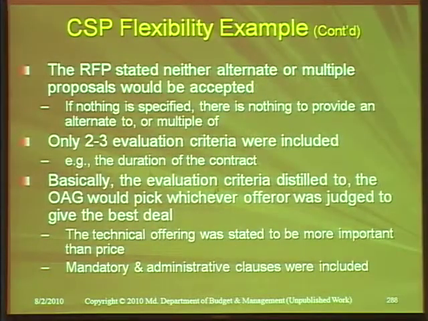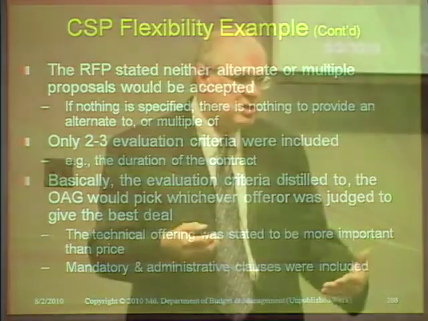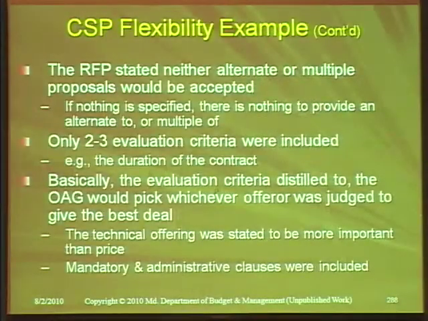The RFP stated neither alternate or multiple proposals would be acceptable. And if you think about this, this is rational. Since I didn't tell you anything, I didn't tell you how you were supposed to give me online research. I didn't tell you how long. I didn't give you a price structure. If I'm not telling you anything that you have to fit inside the box, there's nothing for you to give an alternative to, because anything you say is whatever you want to say. There were 2 or 3 evaluation criteria, and one of the evaluation criteria was, how long is the contract? How long are you going to have this price firm?